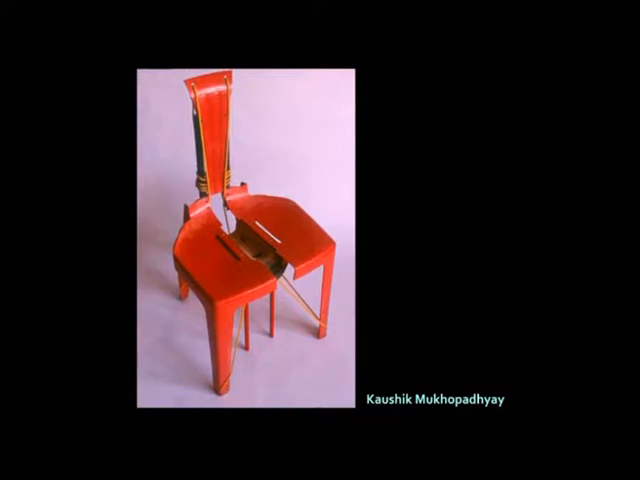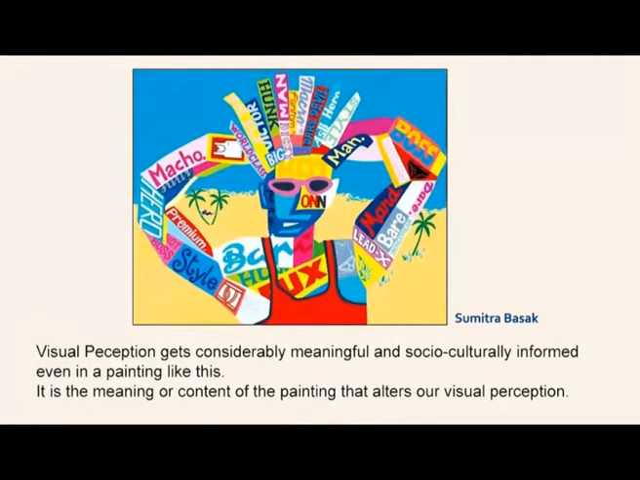Or for that matter, this one, again a ready-made object, but turned into a work of art in the form of a visual statement. Now, visual perception may get considerably meaningful and socio-culturally informed even in a painting like this. It is the meaning or the content of the painting that alters our visual perception.